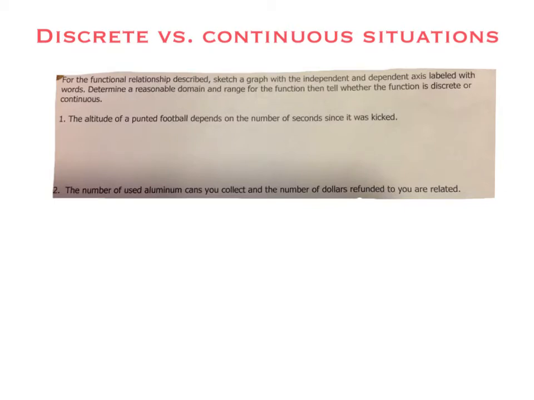So we're going to be looking at two pretty important vocabulary words this weekend. One is discrete, one is continuous. And so I just want to go ahead and graph these and then we'll talk about it. For the functional relationship described, sketch a graph with the independent and dependent axis labeled with words. Determine a reasonable domain and range for the function, then tell whether the function is discrete or continuous.